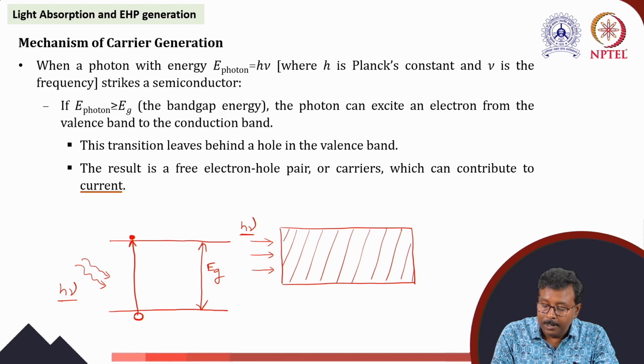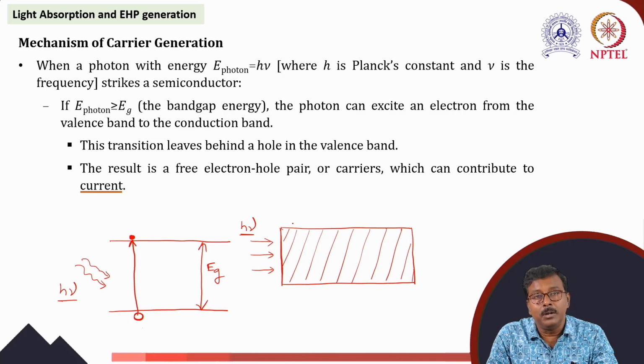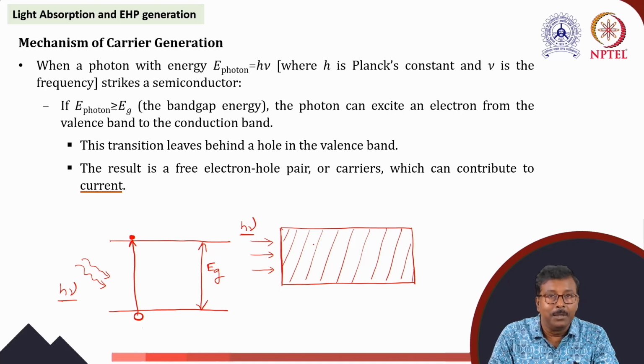The intensity of the light incident on this front surface will gradually decrease due to absorption of light, because the intensity depends on the number of photons incident. So out of the total number of photons, if some photons are getting absorbed, automatically the number of photons in the light beam will be reduced.